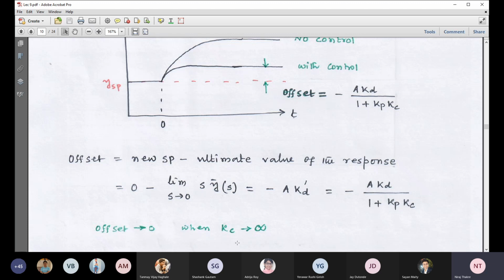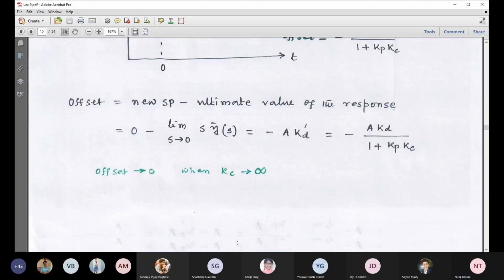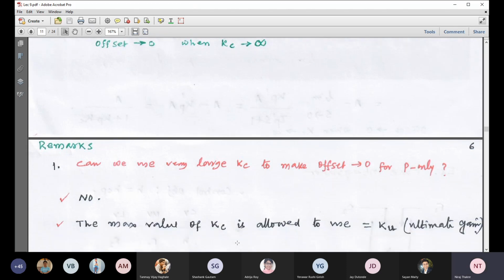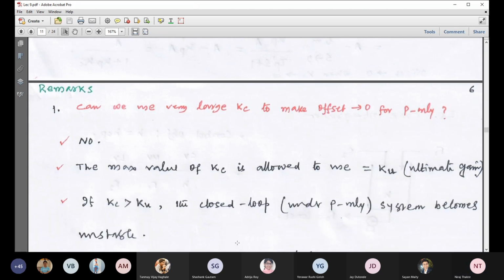I have shown for both the servo and regulatory cases, if Kc is very, very large, our offset is very close to 0. Now, the question is, can we then take a very large Kc value? Is it possible? The answer is no. The reason is given here, you see.